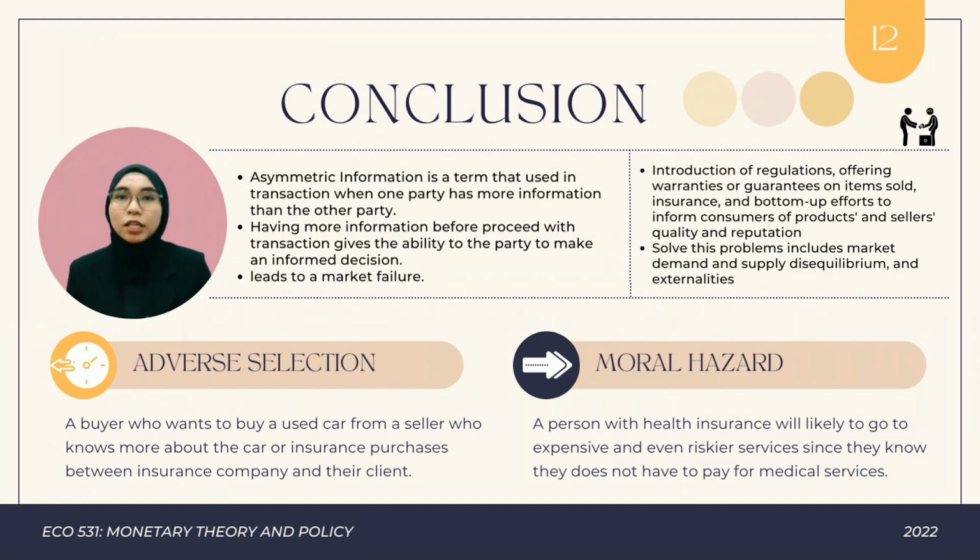Therefore, the solutions include the introduction of regulations, offering warranties or guarantees on items sold, insurance, and bottom-up efforts to inform consumers of products and sellers' quality and reputation. Moreover, it includes market demand and supply disequilibrium and externalities. Lastly, both parties should take full responsibility for costs and benefits.